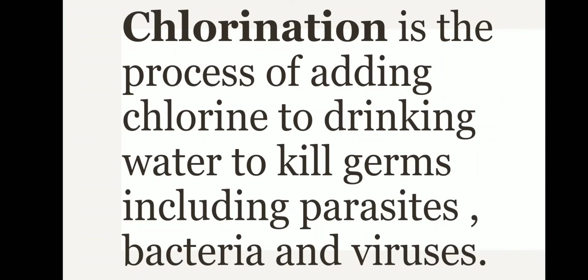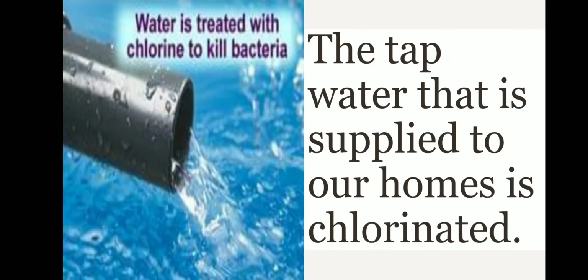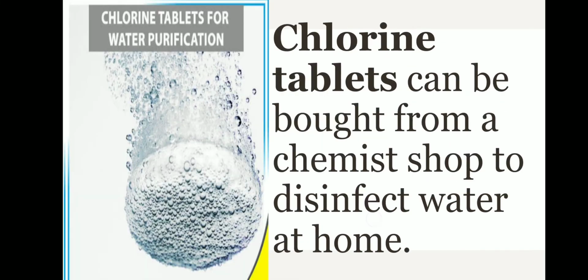Chlorination is the process of adding chlorine to drinking water to kill germs, including parasites, bacteria, and viruses. Chlorination is basically done to kill germs. To kill germs, chlorine is added in very small amounts to water. The tap water that is supplied to our homes is chlorinated, meaning germ free. Chlorine tablets can be bought from a chemist shop to disinfect water at home.